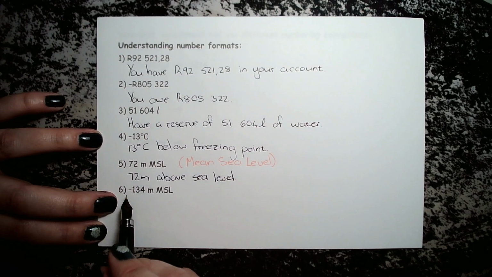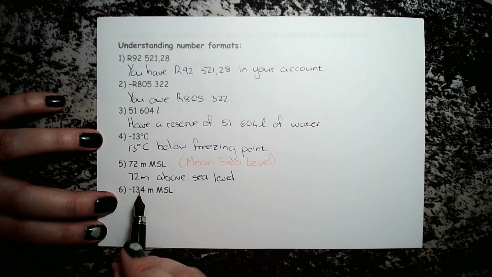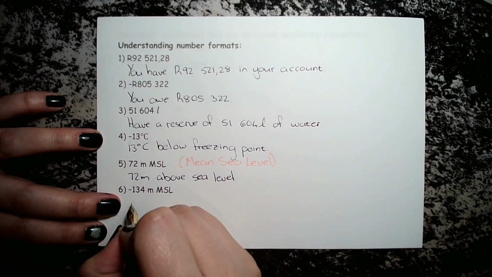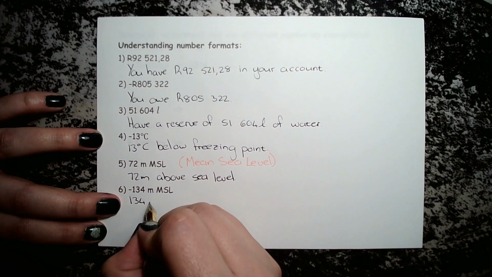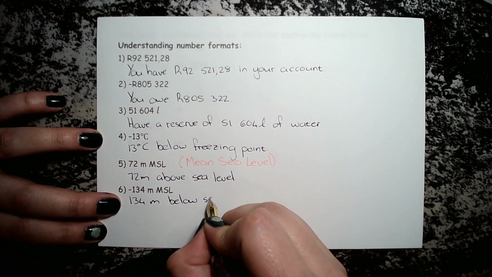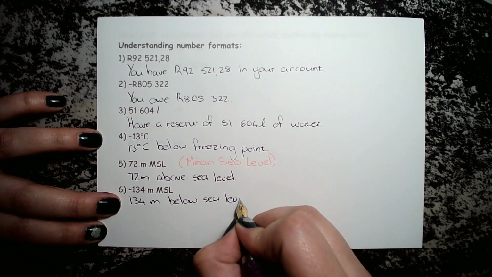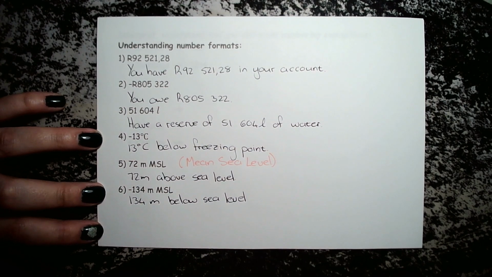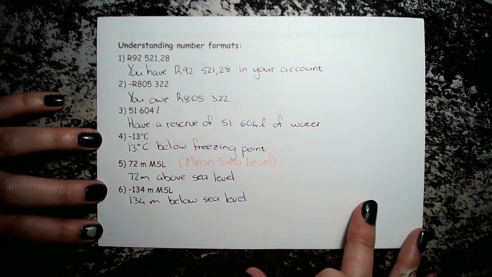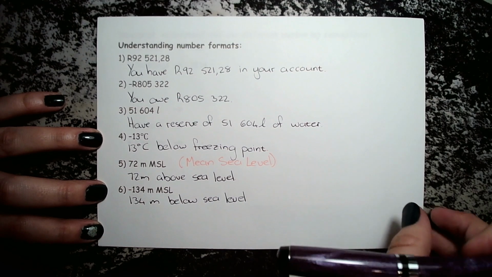So if you've got negative 134 meters mean sea level, that means that you are 134 meters below sea level. So you're probably in some sort of cave, or you are diving within the water with probably an oxygen tank by that point. Maybe in some sort of craft or vessel, but you are below sea level.